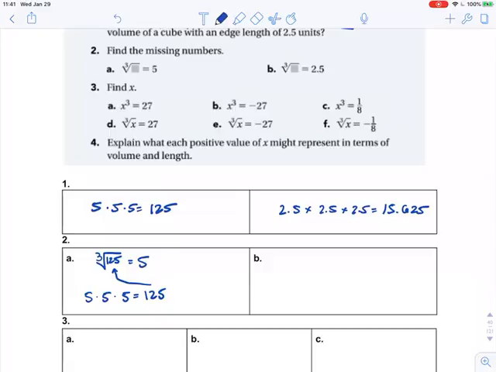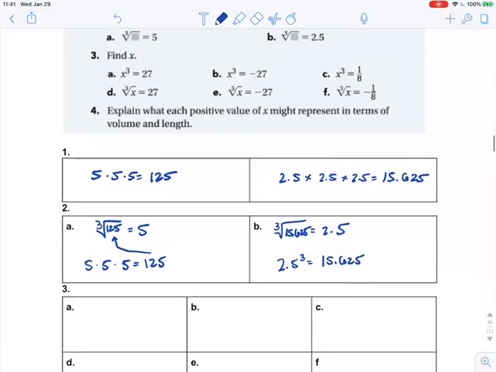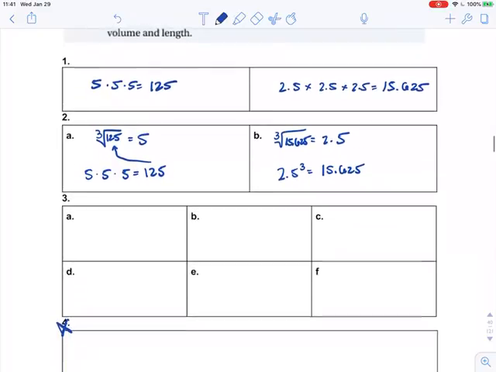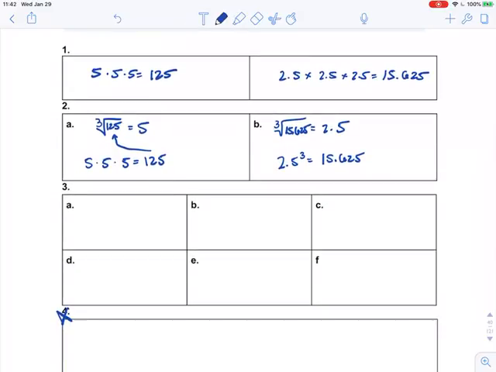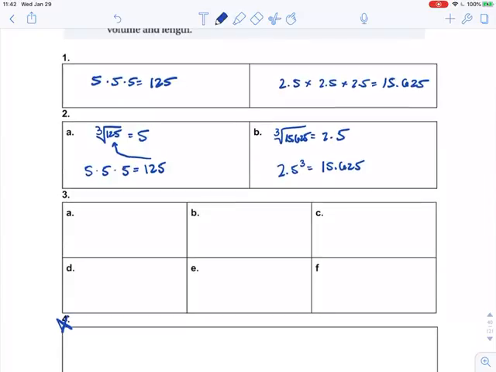Okay. Same thing here. The cube root of something is 2.5, and they specifically use that because you should already know. But I'm going to write 2.5 cubed is 15.625. And we get 15.625. Okay.